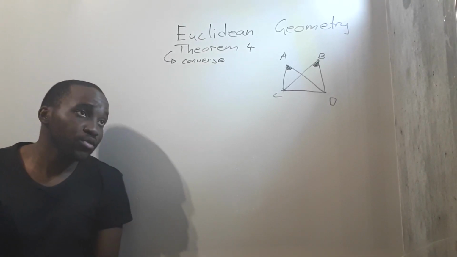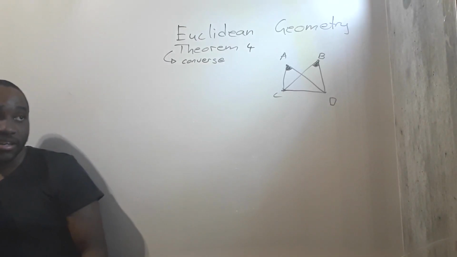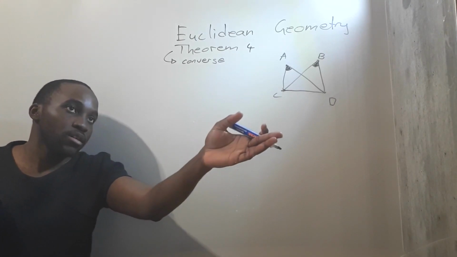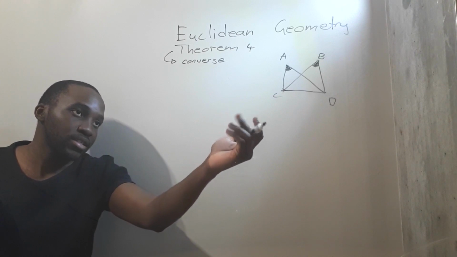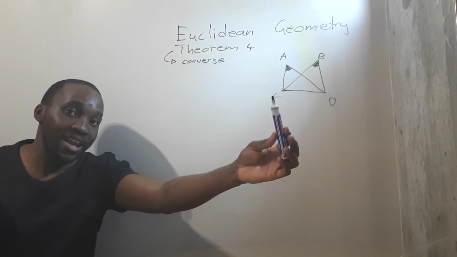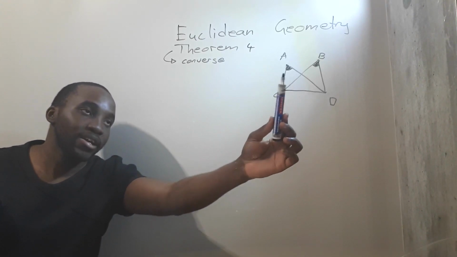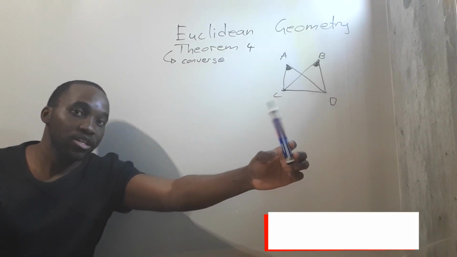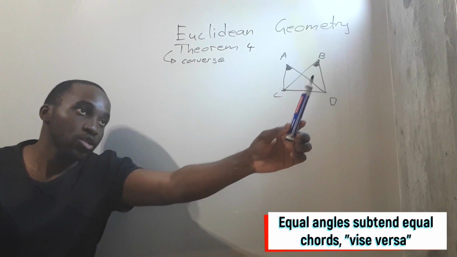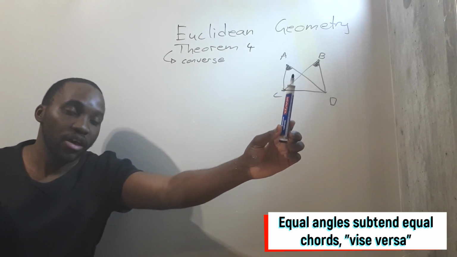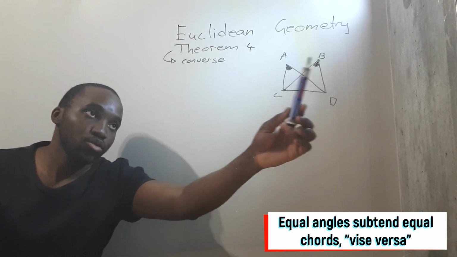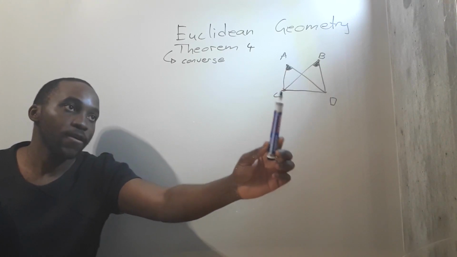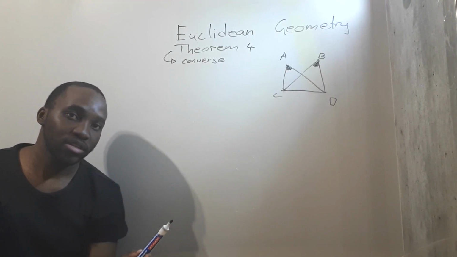So the converse of Theorem 4 basically states that, say the circle was not there, right? Like this. The converse basically states that as long as you have a line that is subtending two angles, or rather a line segment that is subtending two angles, as long as those two angles are equal to each other, it means that you are able to draw a circle around 1, 2, 3, 4 of those points there.